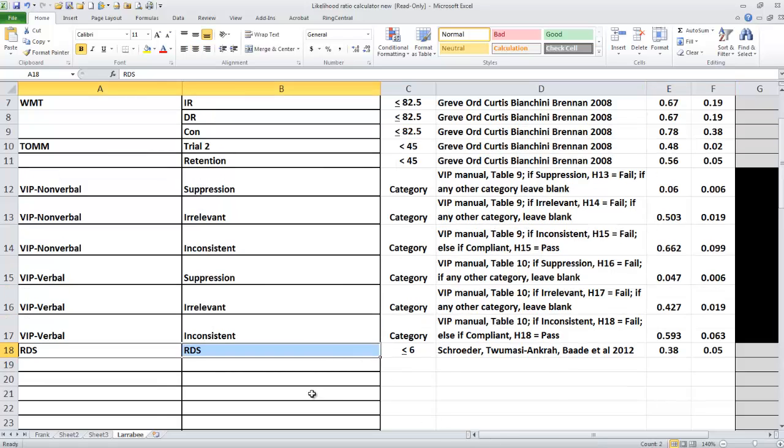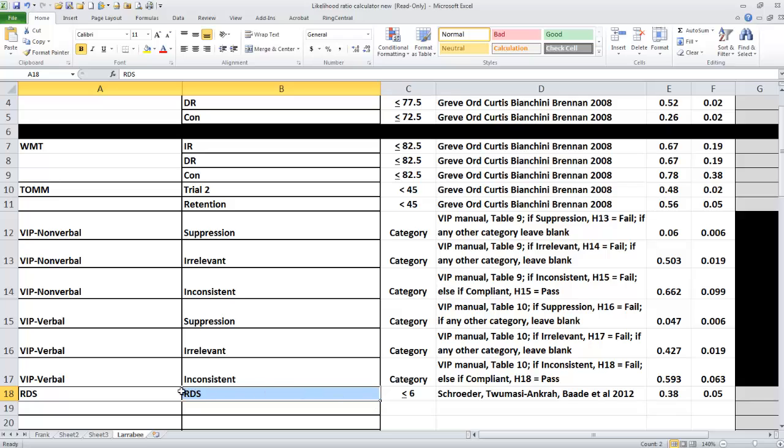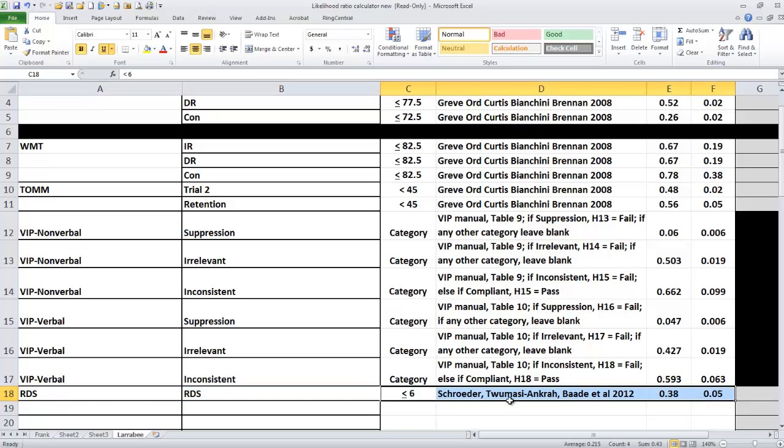Now I'm just going to skip down here to the reliable digit span as an embedded test of malingering or effort. I don't really think it's good to call it an effort test. It's probably an intention test. But what I really like about this paper by Schroeder et al. is that it's an effective analysis of many studies of reliable digit span.